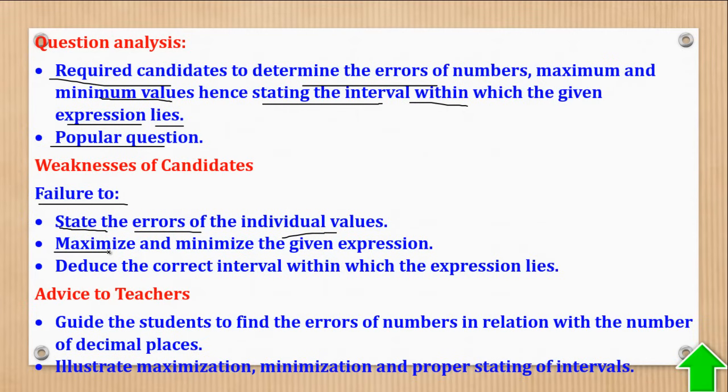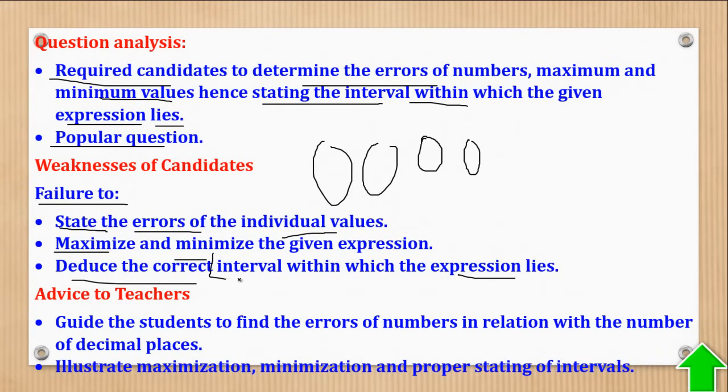Then failure to maximize and minimize. You need to know maximizing a quotient and also minimizing a quotient. Then you also needed to know maximizing a sum, which is addition, and also minimizing a sum. Then also deduce the correct interval within which the expression lies. So, deduction of an interval: at the end of everything, we have to see a box bracket.